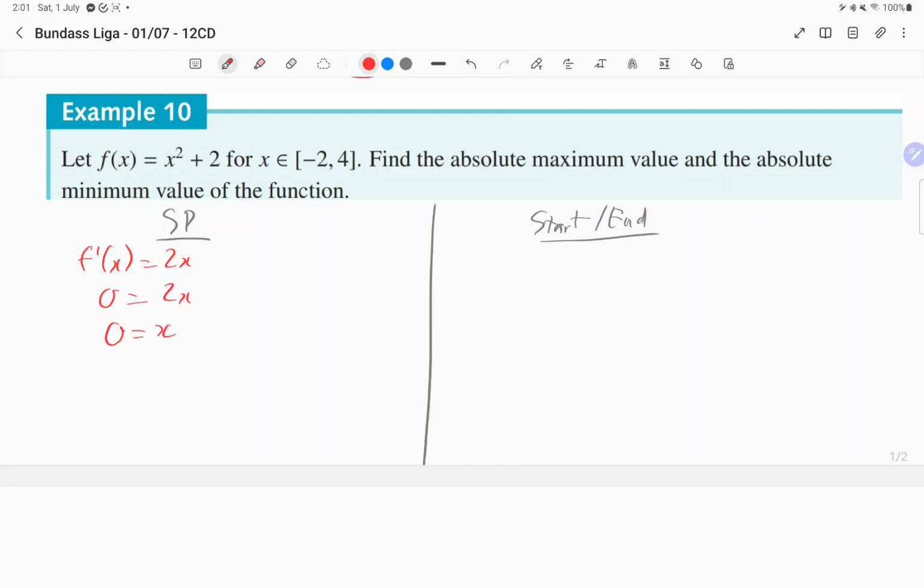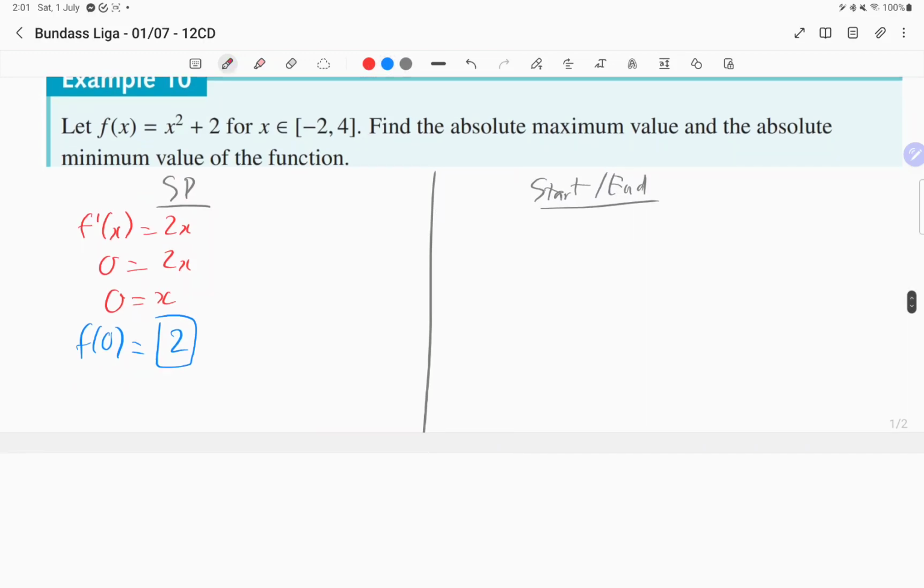So that's the first derivative, and then remember, we're finding the y values only. So you find f of 0, which is 0 squared plus 2, which is 2. We don't even care whether this is a local max or local min, because I'll show you the visualization later. And then we'll find the start and end point.